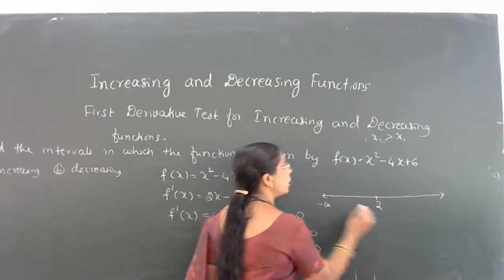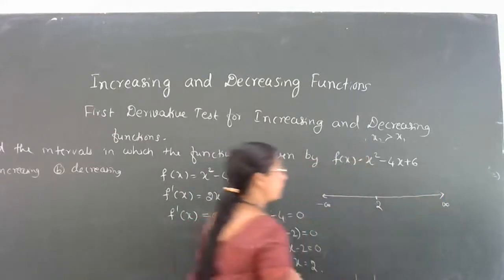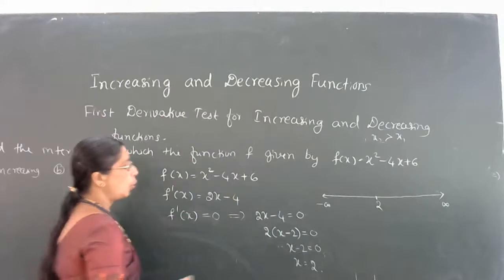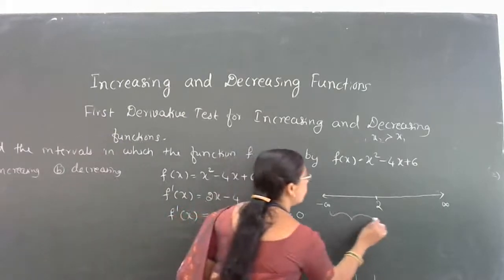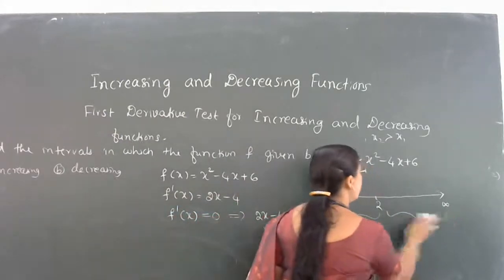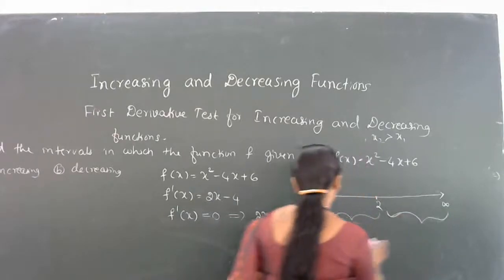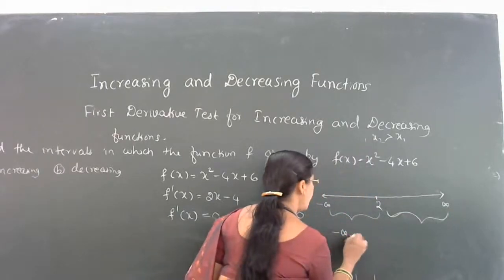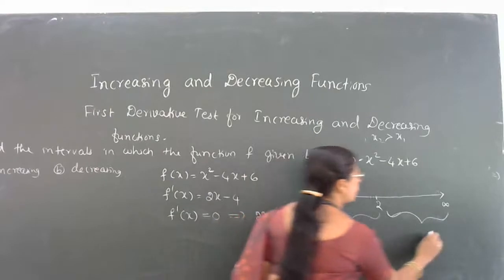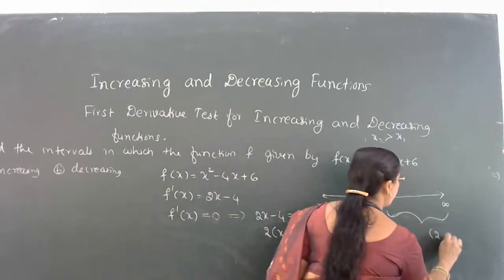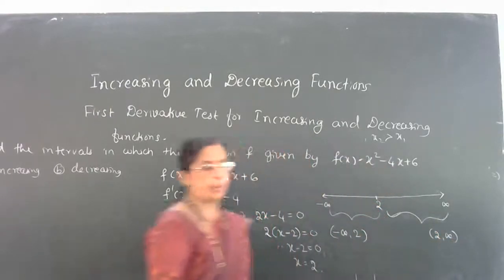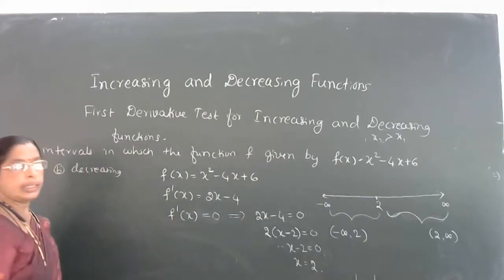Here it is minus infinity, and here it is plus infinity. Two intervals are there. Which are the intervals? One is minus infinity to 2. Another is 2 to infinity, on the real number line like this.